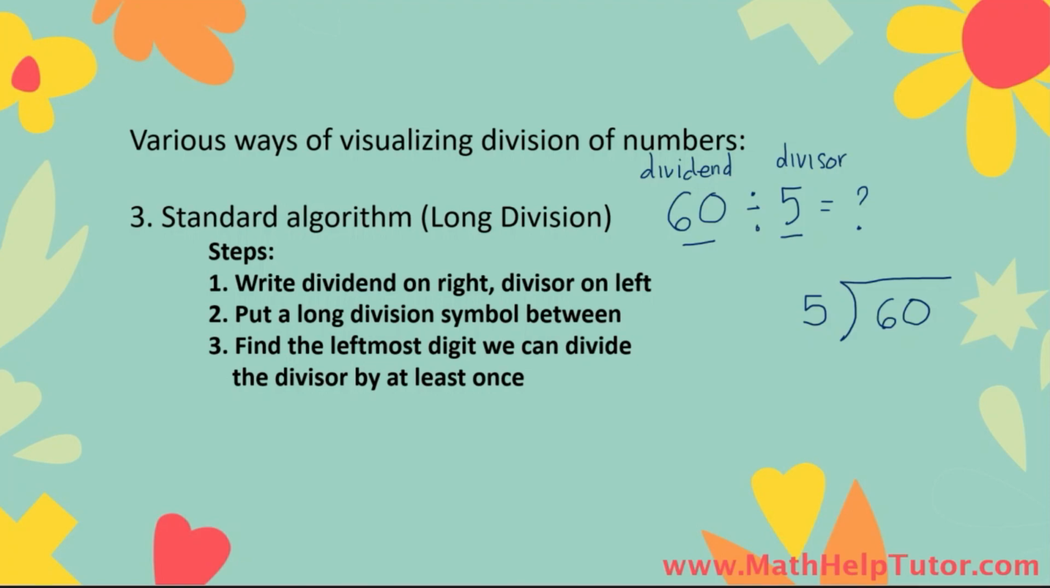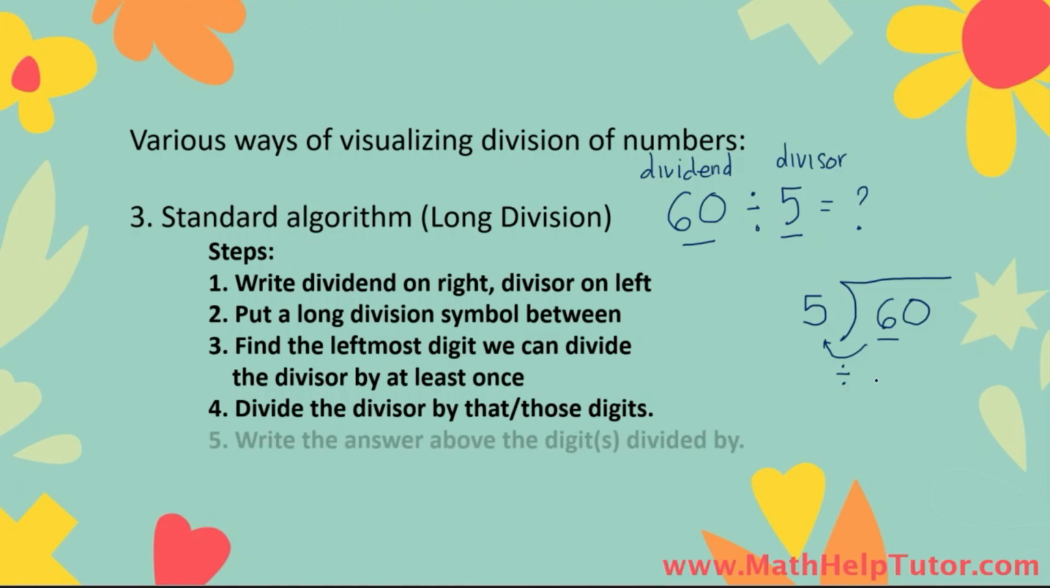Next, we find the leftmost digits of the dividend that we can divide the divisor by. In this case, we are going to choose 6 because we can divide 6 by 5. After that, we write how many of the divisor is in that digit that we chose. Or in other words, how many 5s are in a 6. And the answer of that is 1.